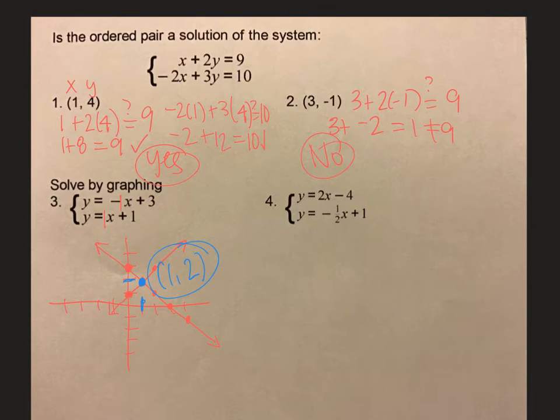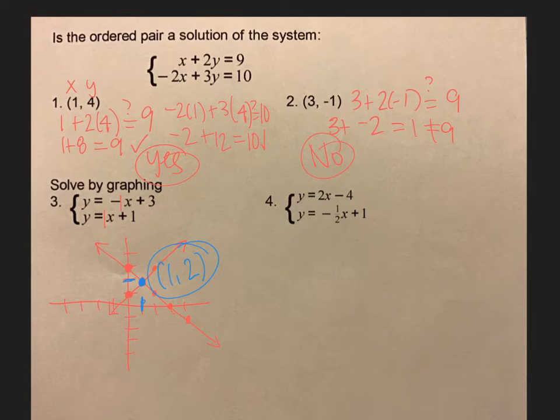If you just write x equals 1, y equals 2, technically those are the right x and y values, but you're going to lose points for not writing it as an ordered pair. So you always want to make sure that you're doing that.